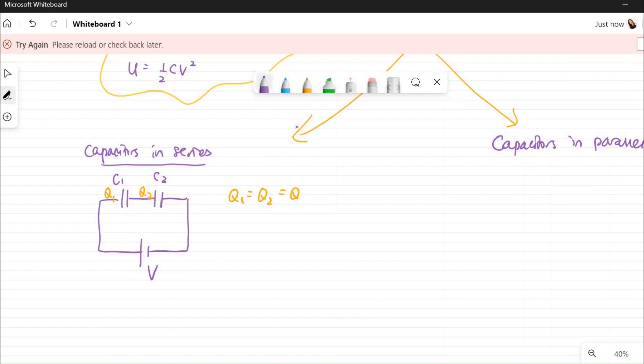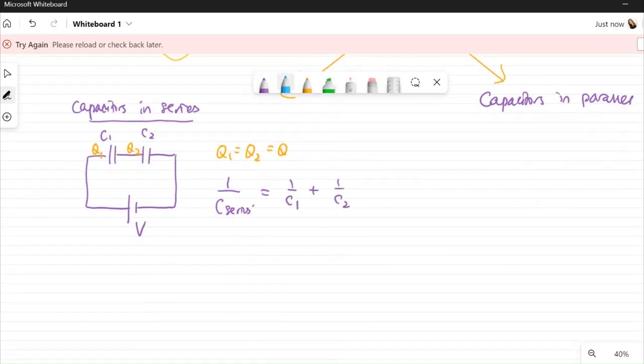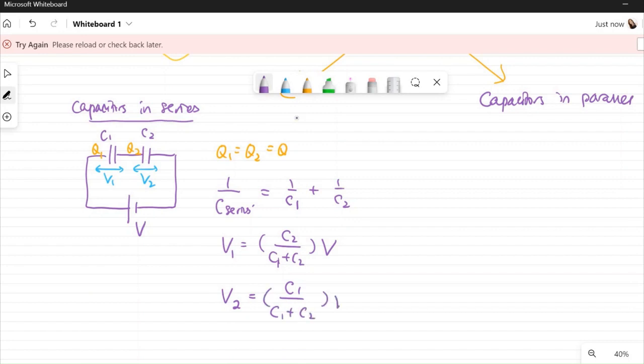And also if they are connected in series, the total capacitance can be calculated by using this formula: 1 over C series is equal to 1 over C1 plus 1 over C2. However, the voltage across each of the capacitors, let's say this is V1, this is V2, then V1 is equal to C2 over C1 plus C2 multiplied with the voltage V, where V is the potential difference applied to the circuit. V2 is equal to C1 over C1 plus C2 multiplied with V, right?